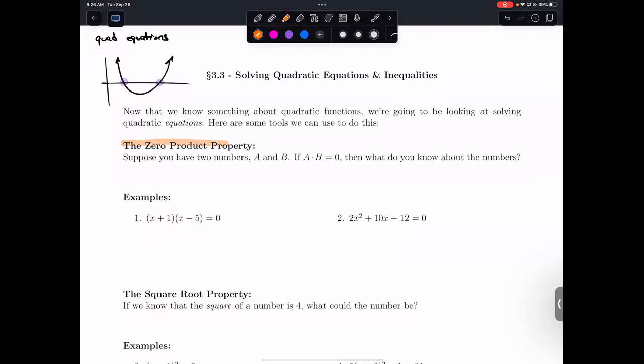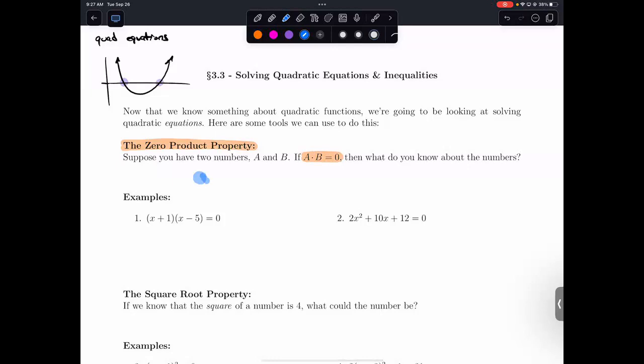The zero product property says if I have two numbers and I multiply them and get zero, or three things, or a million things, multiply stuff together and get zero, then what do you know? One of them had to be zero. If I multiply stuff together and get zero, they can't both be positive, they can't both be negative, they can't be mixed positive and negative. One of them has to be zero in order for the product to be zero.